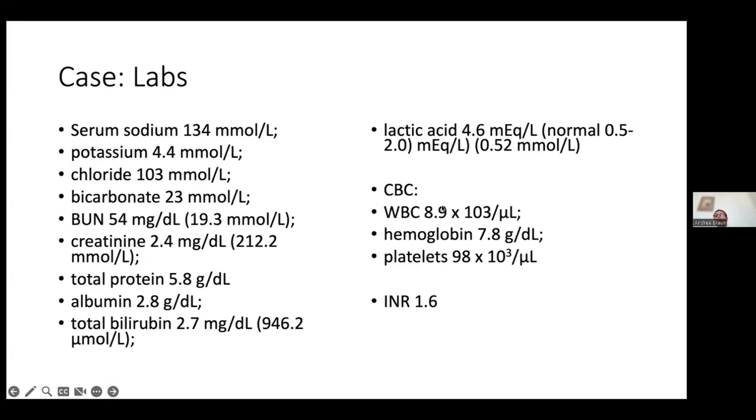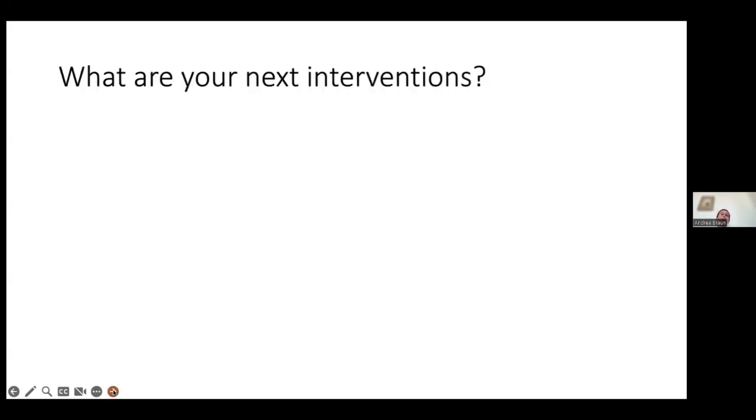When the CBC comes back, the white count's normal, it's 8.9, hemoglobin's low, 7.8. You don't know what a baseline is. Platelets are low, 98, pretty typical for a cirrhotic. And the INR is mildly elevated, 1.6. So what are your next interventions? So you all have access to the chat feature, right? So why don't some of you put into the chat what you would do?